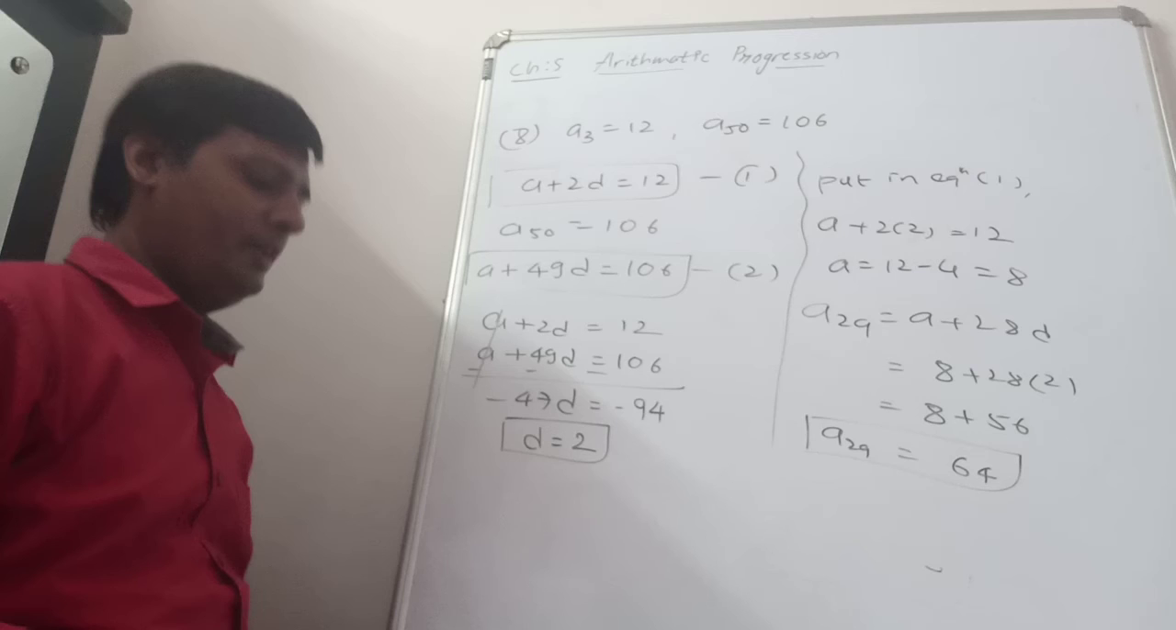Now, here we want the term when an is equal to 0. So a plus n minus 1 into d is equal to 0. A is 8 and d is minus 2, so minus 2 into n minus 1 is equal to 0 minus 8. So 8 is equal to 2 into n minus 1. So n minus 1 is equal to 4, so n is equal to 5. That means the fifth term of this AP is 0. Understand? Clear?